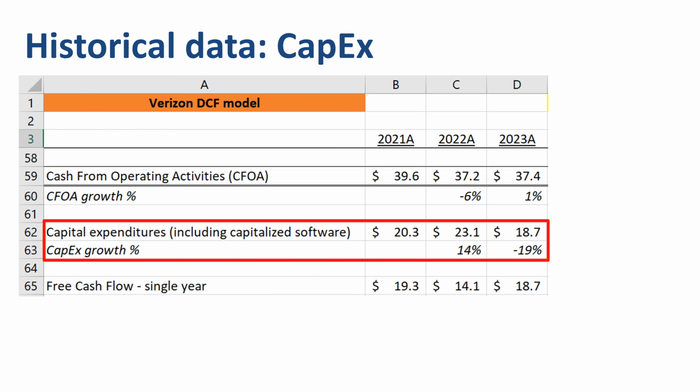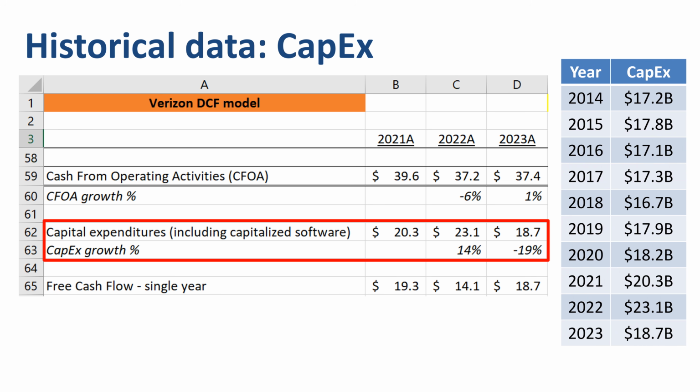Let's not rush this one, as it's a very large number in this discounted cash flow model. For our 3 years of historical data, CapEx is increasing and then decreasing. It's hard to detect a pattern here initially, so let's expand our view to the last decade. If you look at the longer term trend, you see that $17 billion to $18 billion has been the usual range of CapEx spending for Verizon. So 2021 and 2022 were unusually high years, and 2023 is somewhat back to normal.